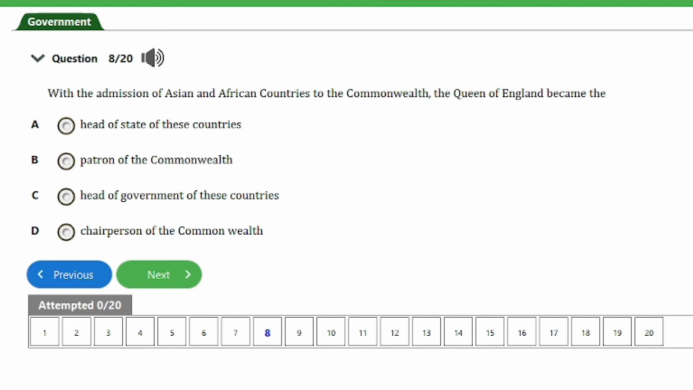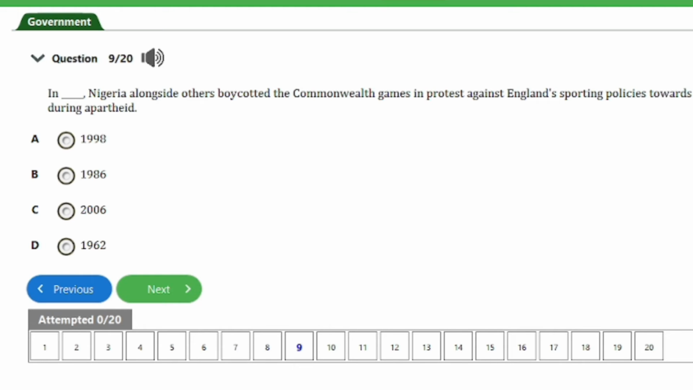We have here question number 9. It says, in dash, Nigeria, alongside others, boycotted the Commonwealth Games in protest against England's supporting policies towards South Africa during apartheid.